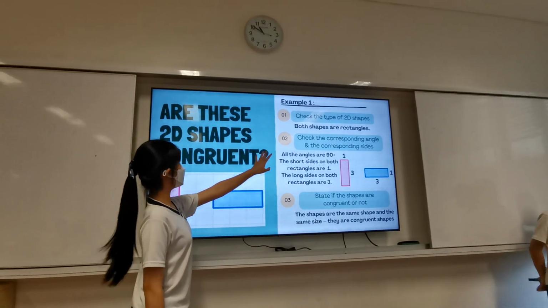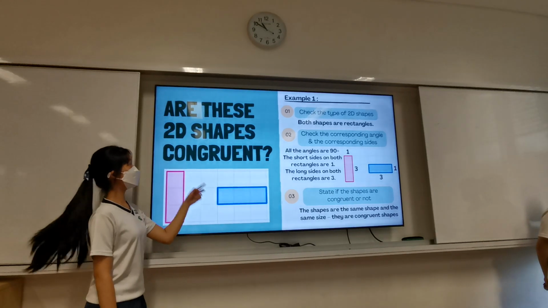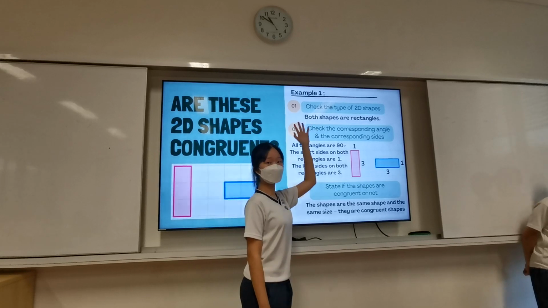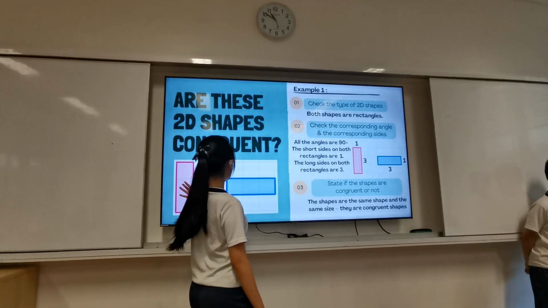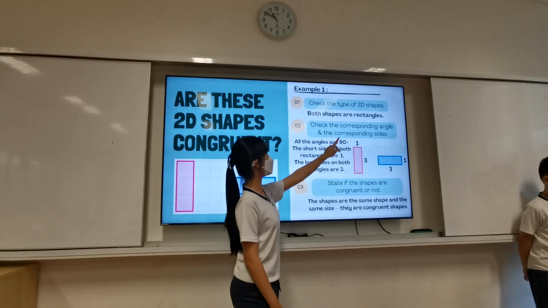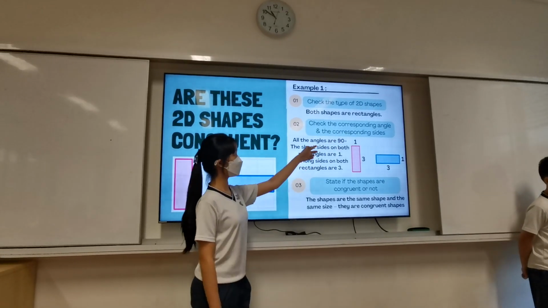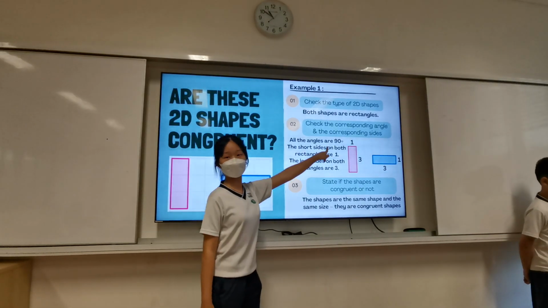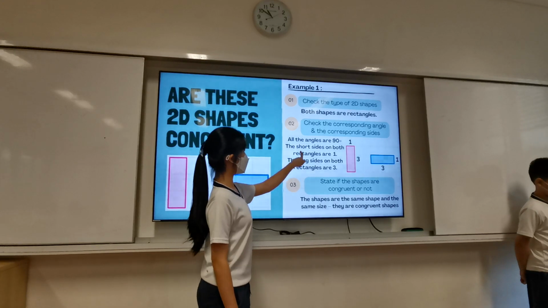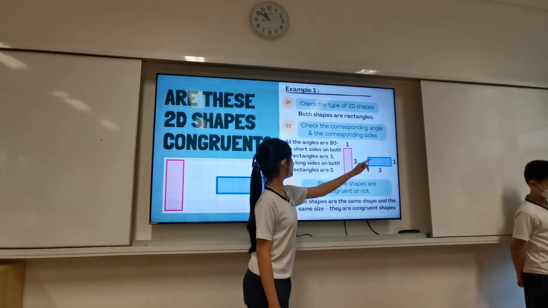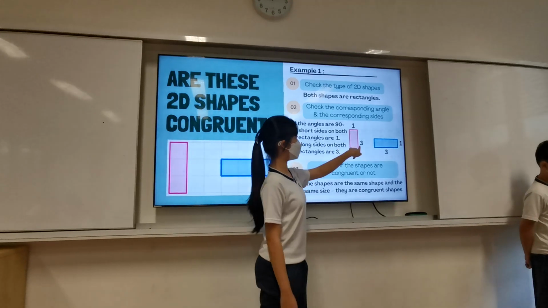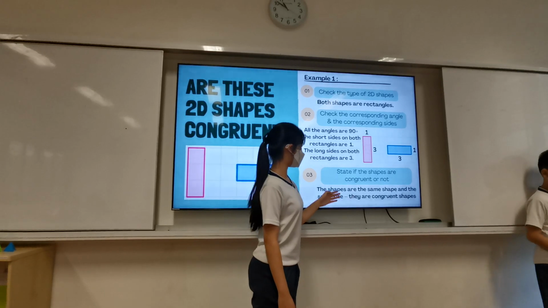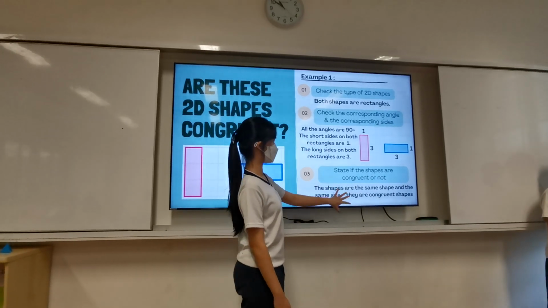Let's look at an example here. We can see that there are two shapes here. Are these 2D shapes congruent? Now as said before, firstly we check the type of 2D shape, and we can see that both of the shapes are rectangles. Now we check the corresponding angles and the corresponding sides. We can see that all of the angles here are exactly 90 degrees. And the short sides on both rectangles are 1, and the long sides on both rectangles are 3, as you can see here. Now this proves that the shapes are congruent because they are the same shape and size.